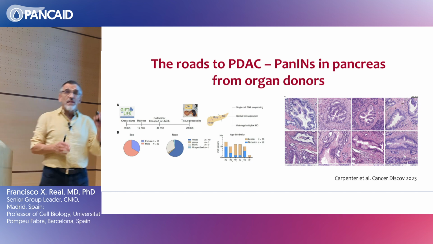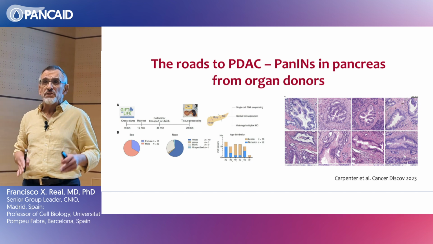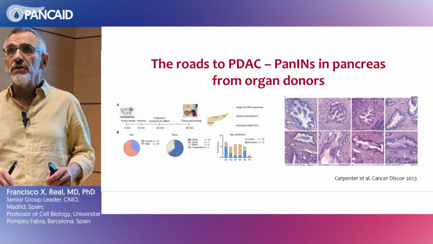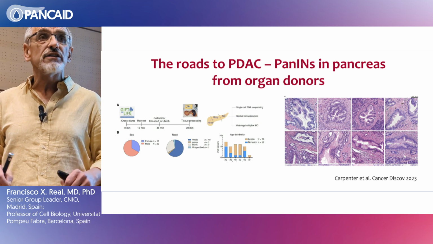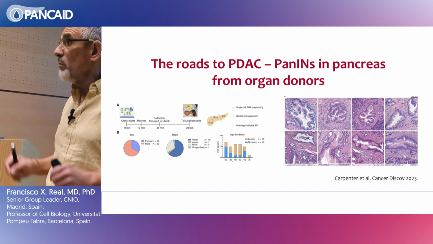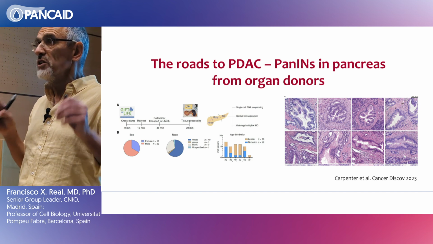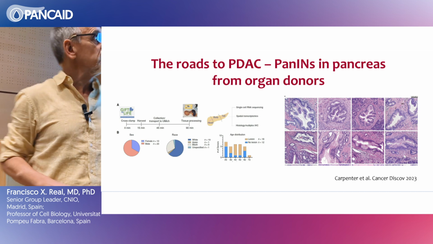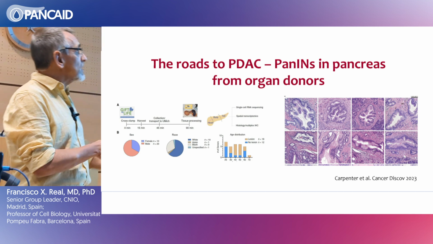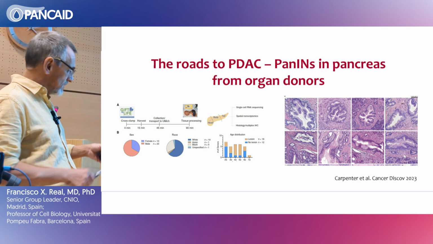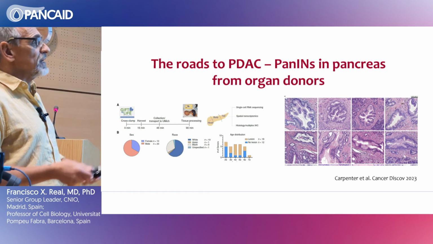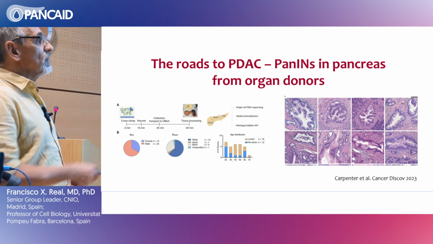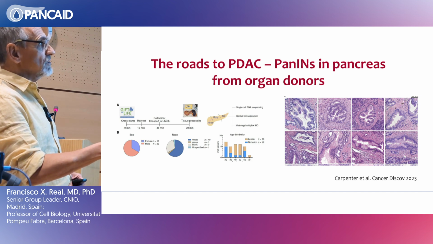Okay, and then Maria Pasca di Magliano published late last year in Cancer Discovery another very important study, which is based on the analysis of samples from normal individuals, organ donors. So these people don't have any known disease in the pancreas, and they did very careful optimization of methods to collect the cells, to analyze the presence of PanINs, and to assess the whole pancreas through regioning the head, the body, and the tail.